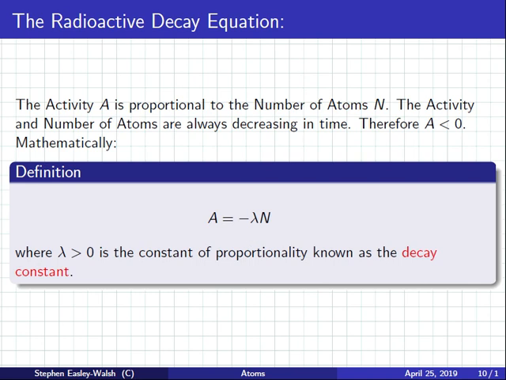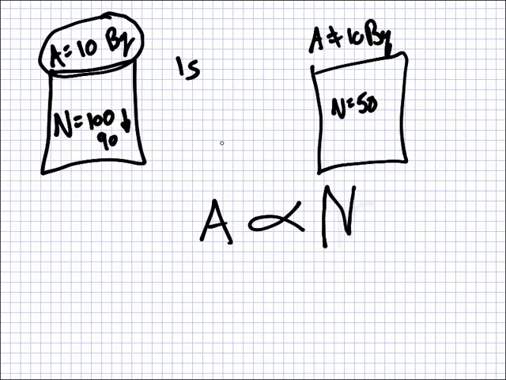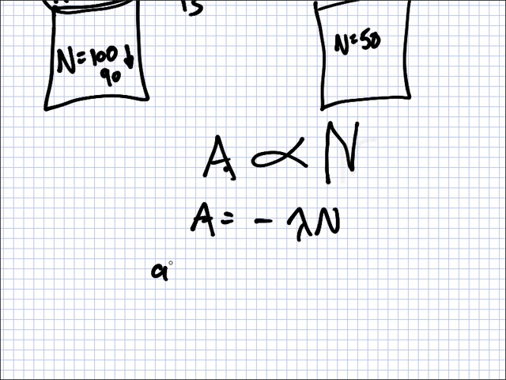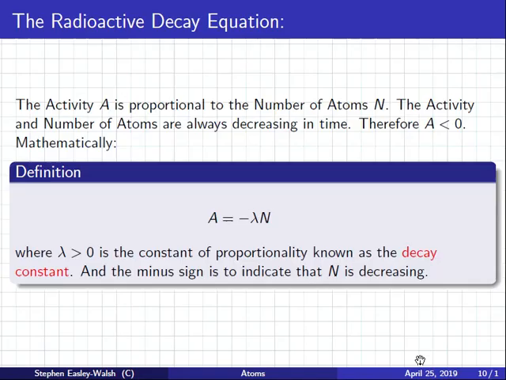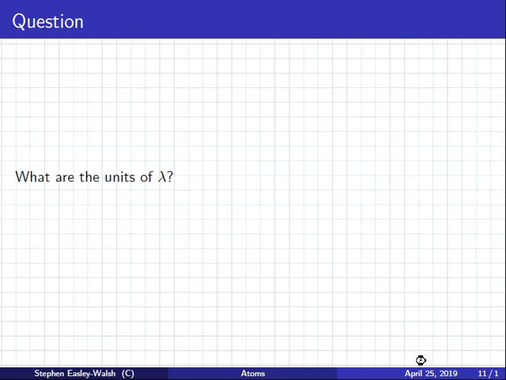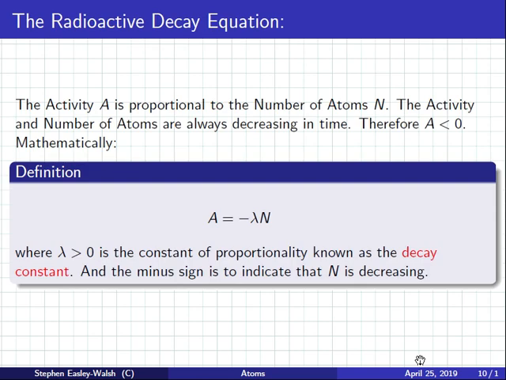Now, what are the units? What is A? A is atoms per second. And what's the N? Number of atoms. Isotopes, rather. So they cancel. So the lambda is in per seconds. What are the units? The units are per second. Can you write that down?